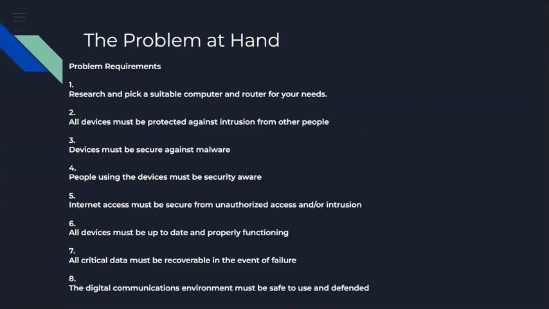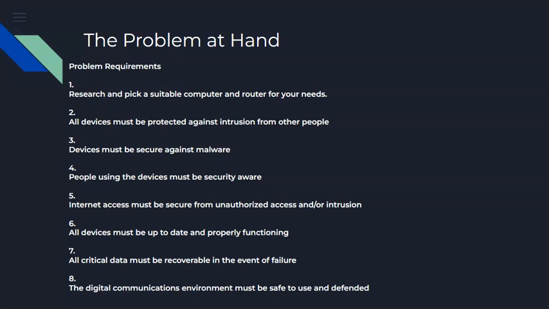So, I would like to start off by just establishing the problem that we have at hand, and these are our problem requirements, and I'll go through them very briefly. One, research and pick a suitable computer and router for your needs. Two, all devices must be protected against intrusion from other people. Three, devices must be secure against malware. Four, people using the devices must be security aware.